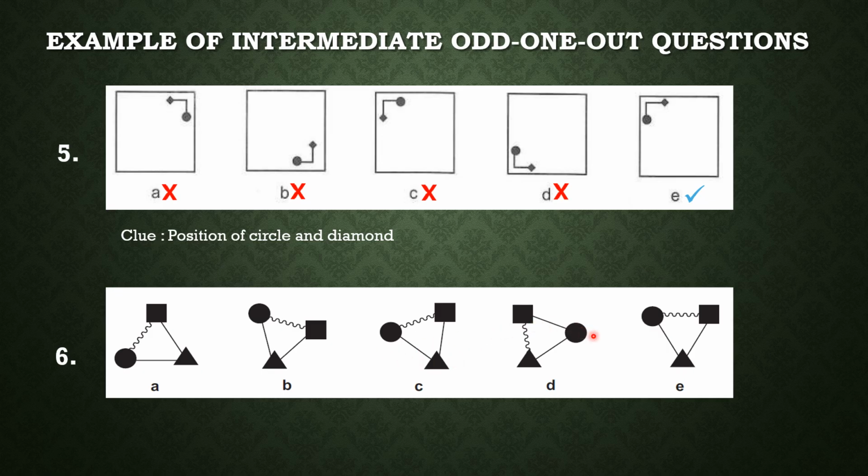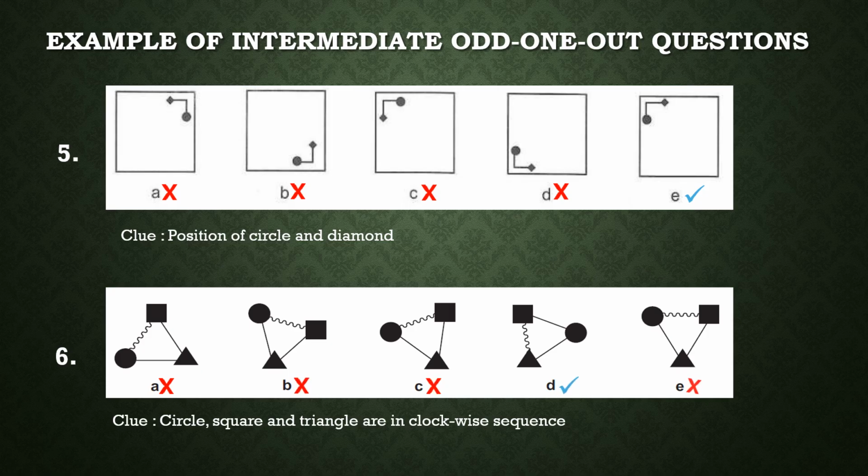Square, then it should be triangle based on the rule, but here we can see circle and then triangle. So this option D is not following the rule which we have been looking into in A, B, C options. And if we look at option E, square, triangle, and circle. So it looks like here the pattern is circle, square, and triangle position in a clockwise sequence, and option D is not following that particular rule. So the option D should be the odd one out here.